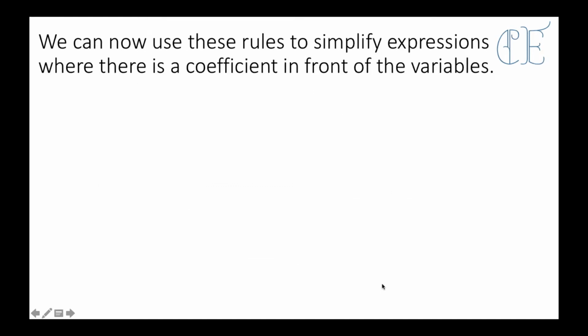All right, so we're now going to use these new rules to simplify expressions where there is a coefficient in front of the variable. If you're not sure what a coefficient is, it is basically these big numbers here, okay? We call it the coefficient of x, and it just means it's in front of x, all right? No biggie, okay? It's just a number.